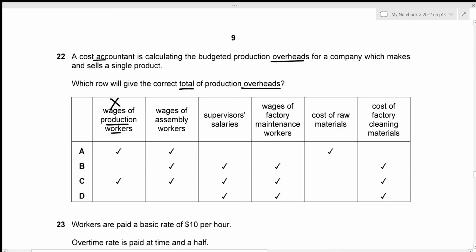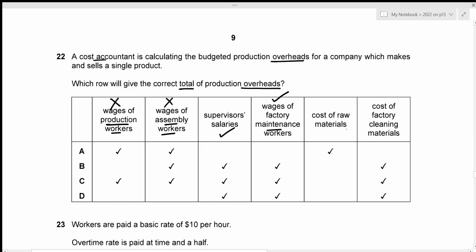Then we have wages of assembly workers. Again, these are the direct labor which will not be included as part of our production overhead. Then we have supervisors' salaries, which is not a direct cost. So this will be included as part of our production overhead. Then we have wages of factory maintenance workers. Remember that these are not the workers working on our products, but these are the workers working to maintain the factory, which should be included in the production overheads.